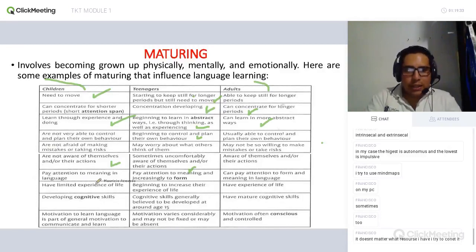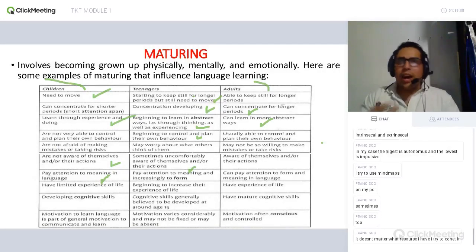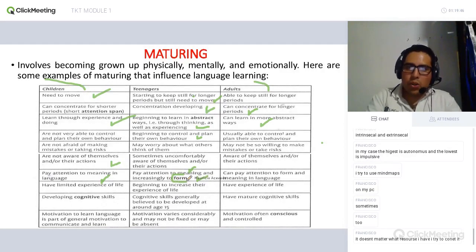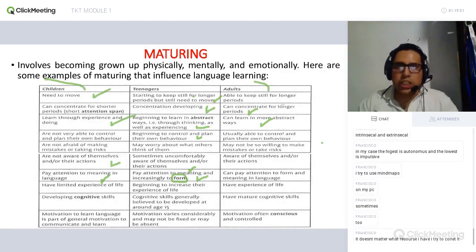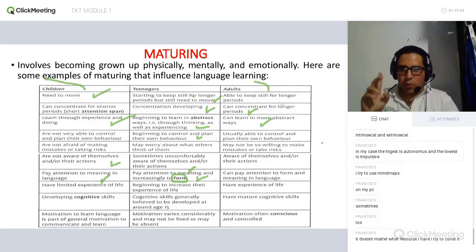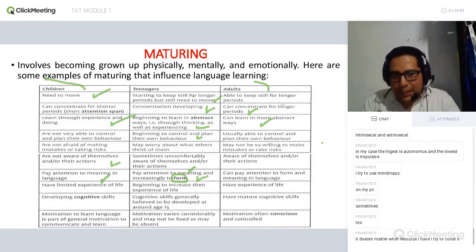Children pay attention to meaning in language, so they like to know about the meanings. They are always asking, what is this, how do you say this in English, how do you say that in English? And teenagers don't only care about vocabulary, they also want to know about form. So, teacher, how can I say this expression in English? With long sentences. And adults also pay attention to form in the language, and to vocabulary, but maybe less.